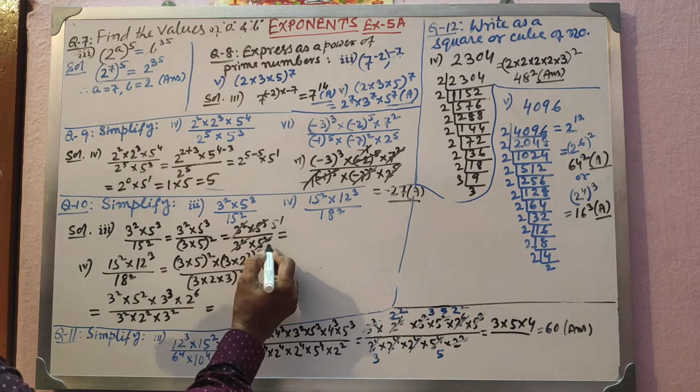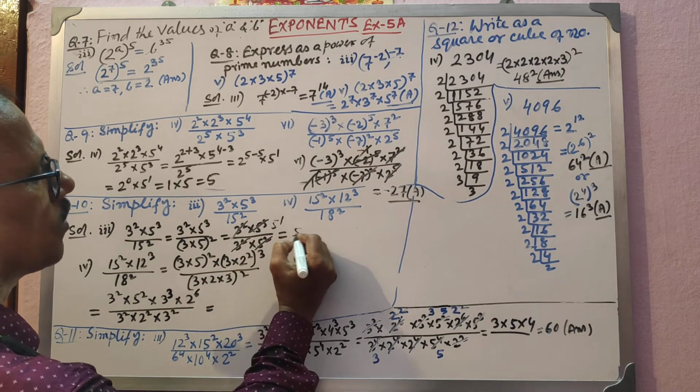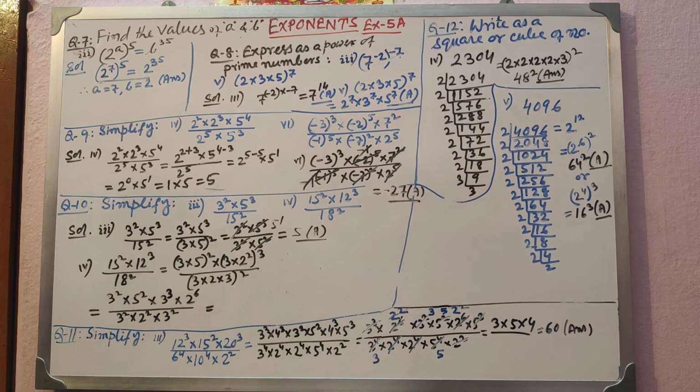A to the power m minus n, if you do it, you subtract the powers. So 5 to the power 1, the answer will be 5 only. Anything to the power 1 is equal to the base itself. Now moving on to question number 4.